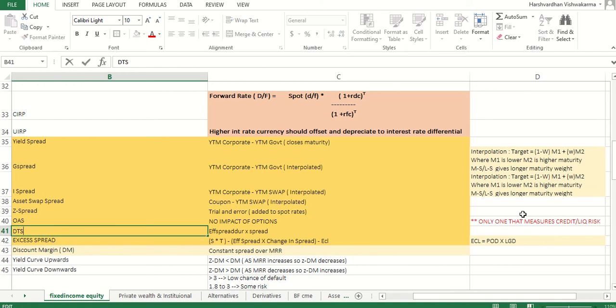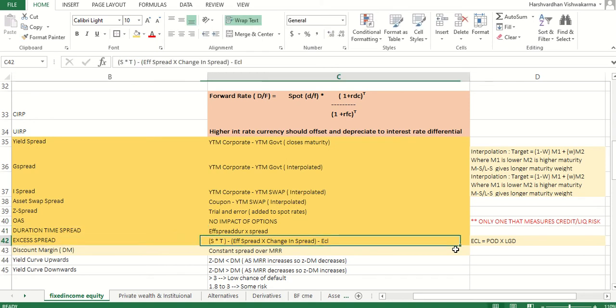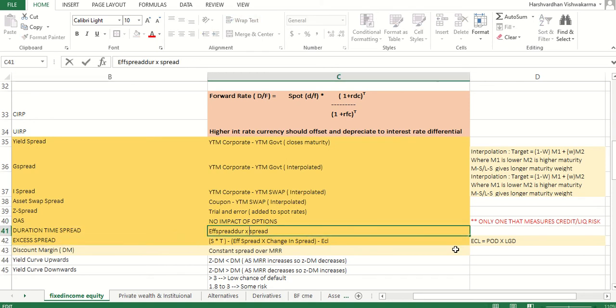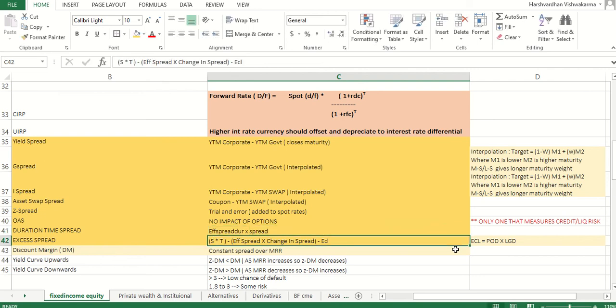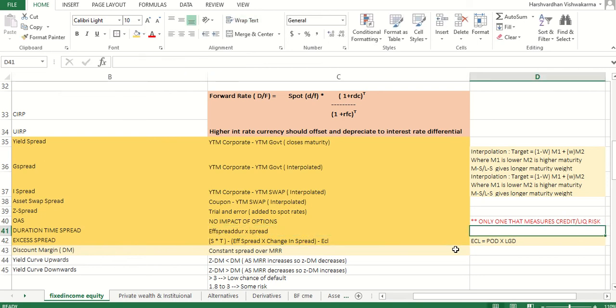Then we have a concept called DTS, which is the duration time spread. As the word says, you just have to do the same thing. Duration, which is effective spread duration, times spread. Simple. Effective spread duration into spread. Now this is important in terms of ECL, where we used to calculate the ECL.